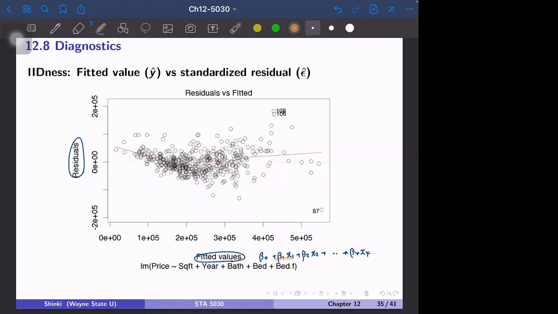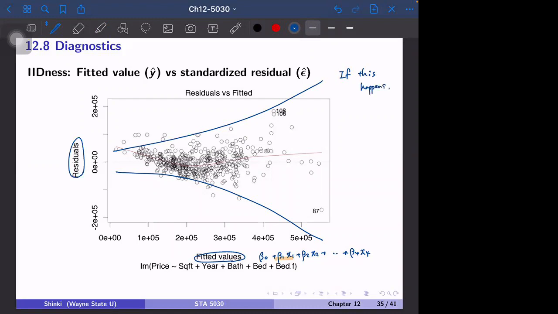Here, the fitted values are a mixture of these variables, so it's really hard to interpret when we see some curvature. But usually the most significant fact is that sometimes residuals have some tendency, such as increasing variance as the fitted value increases. In this case, usually the variance gets larger when the fitted value is larger. So if this happens, transform Y.